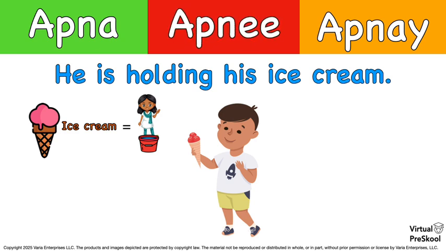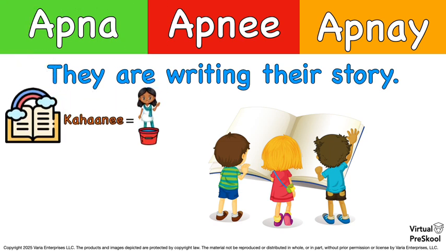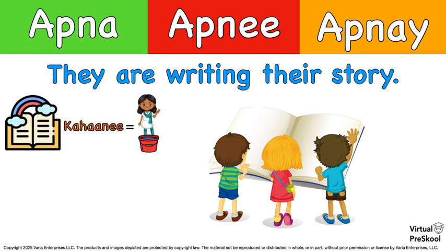Apni, because ice cream is a girl bucket noun. His modifies ice cream. Ice cream is a girl bucket noun. So we say apni. They are writing their story. Story in Hindi is kahani. The word their is modifying the noun story. Story is kahani and it's a striling, a girl bucket noun. So would it be apna, apni, or apne?